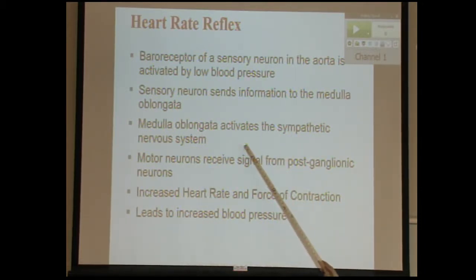Now it's not direct. It has to go through the preganglionic neuron, go through the postganglionic neuron, and then the end of that postganglionic neuron is at the heart, where it sends out the little, what does it send out to the heart to tell it to contract faster? What's released from a neuron? Yeah, so a neurotransmitter. So if your heart's beating faster and harder, that leads to higher blood pressure. So you fixed your problem.